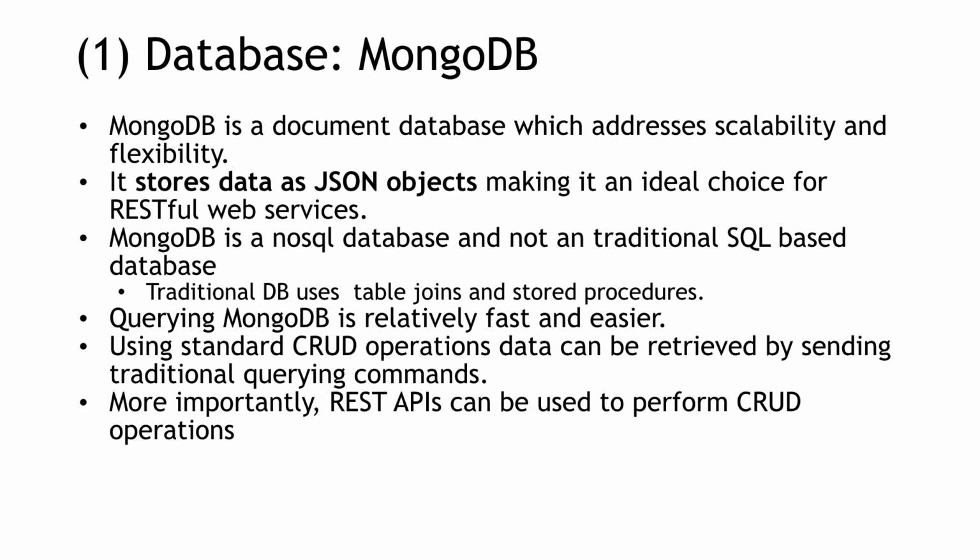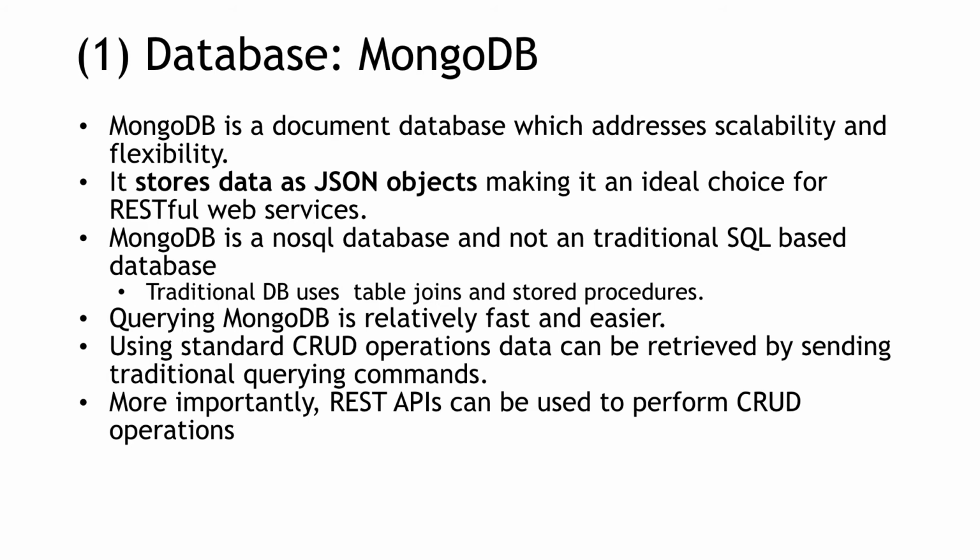MongoDB is a document-based database which addresses scalability and flexibility in a nice fashion, but also integrates very nicely with Eve due to its REST closeness. It stores data in JSON objects. That's naturally ideal for us, because if we return data as a JSON string and the data is already included in the database as a JSON object, we can simply return the JSON object. We just need to make sure that we are asking for the right object. So it makes it an ideal choice for doing RESTful web services.